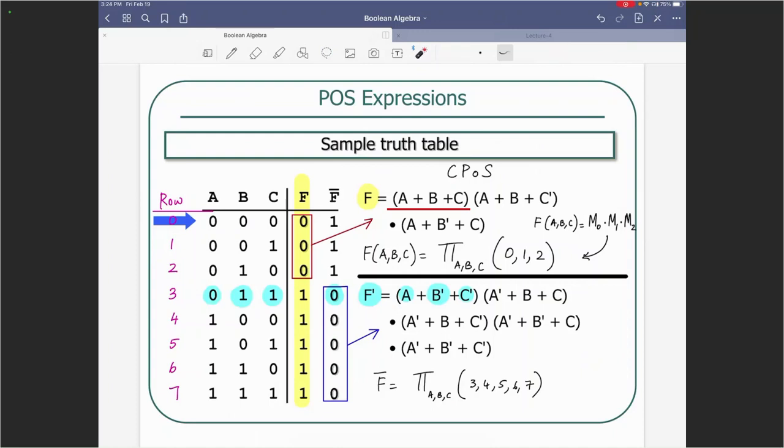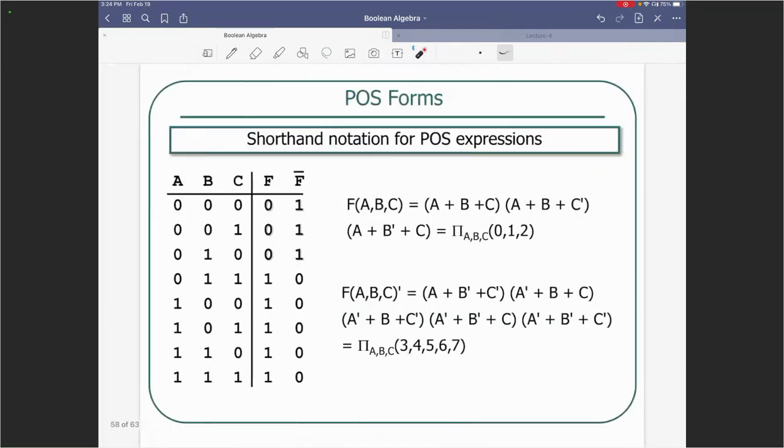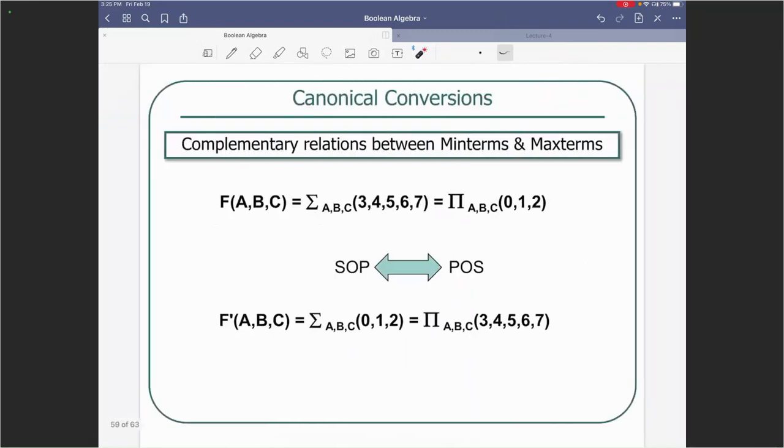I also want you guys to notice this. Whatever was listed as a max term for f was not listed as a max term for f complement, and the other way around. In other words, if I gave you the set of max terms for f, you would be able to tell me the max terms in f complement. And now if you start noticing a pattern between this and that, this is just the same kind of notation that we have been talking about in shorthand, sort of a repetition here, so we don't need to worry about that. Now let's talk about the conversions between canonical forms.